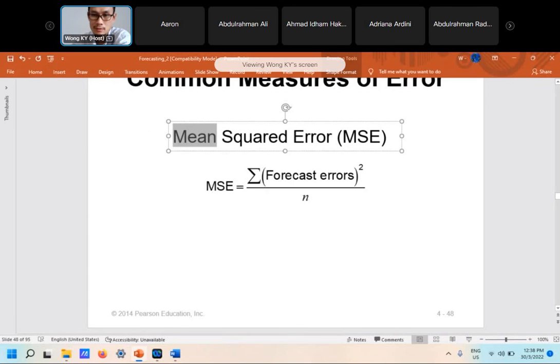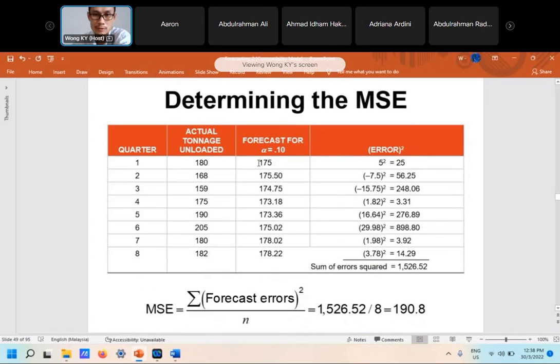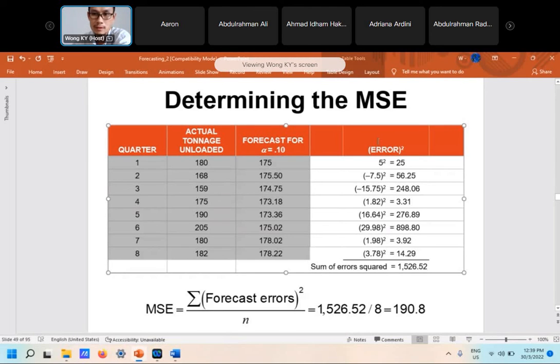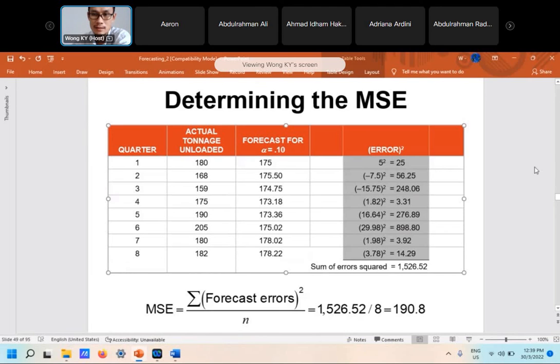So for example, just for simplicity, we show you only alpha equals 0.1. For alpha equals 0.5, no need to show, I don't want to waste space. You do the same for alpha equals 0.5. So same set of data, but we want to calculate mean squared error. So create a column, calculate the squared error first. Error is actual minus forecast. So 180 minus 175, you get 5. But we are interested in squared error. So we square the error, it becomes 25.